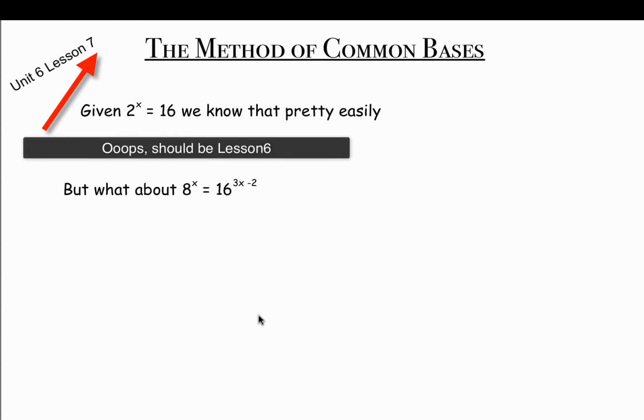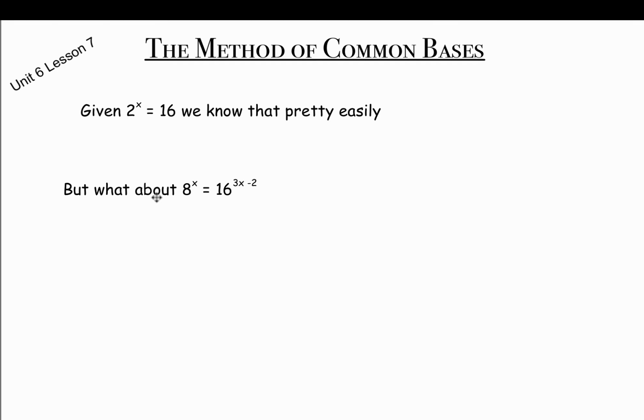Moving along, we're almost 2 sections away from the end of this chapter. Pretty easy, succinct chapter. We're going to the method of common bases. So we're still with exponentials, except now we're going to look at problems where the bases aren't the same. So what does that mean?